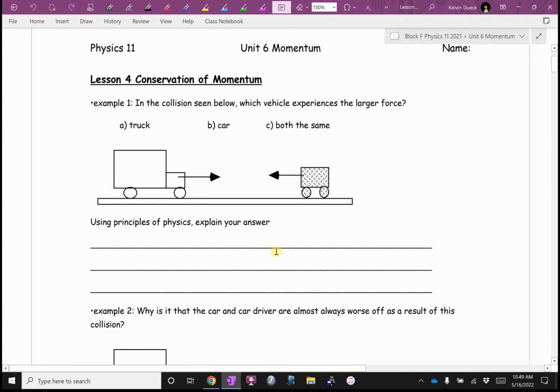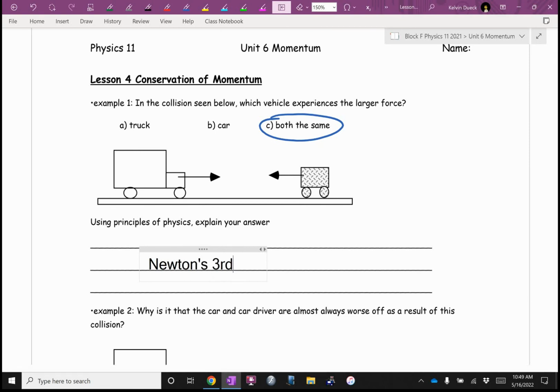But first, example 1 says this. In the collision seen below, which experiences the larger force, the truck, the car, or both the same? We're not even going to bother voting this one because we just talked about this with the bug and the bus. What's the correct answer here? A, B, or C? C. How come? Aiden, why? So if you say forces come in pairs, you can write that. If you know which Newton's law that is, which Newton's law is that? Okay, then you could either write Newton's third, or you could write forces come in pairs.